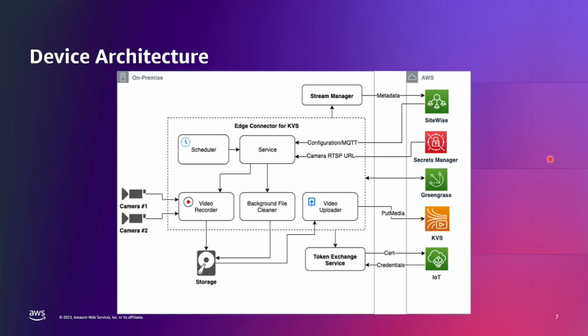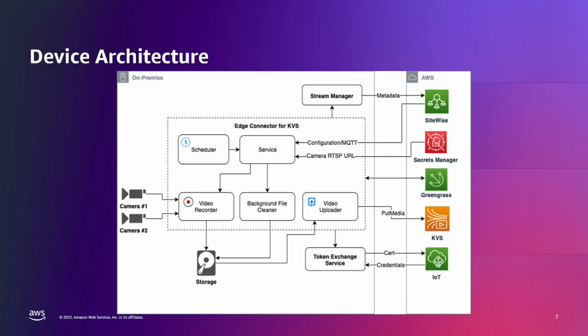Here is the architecture for the edge device. Here we can see we're using AWS IoT Core credentials. These are installed on the device to allow the device to connect to other AWS services. We will then use AWS IoT Greengrass to deploy the edge connector component for KVS on the device. This component will then need to obtain its configuration from SiteWise. That configuration will also contain RTSP stream URLs.